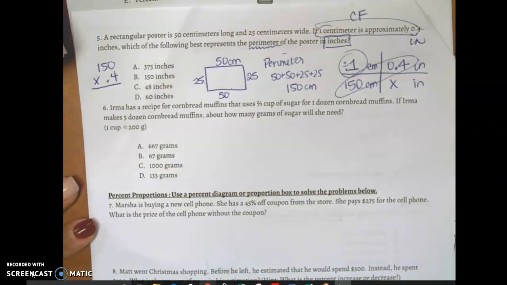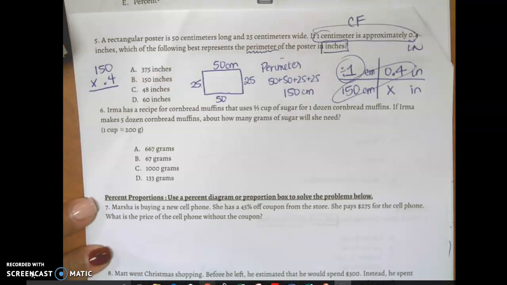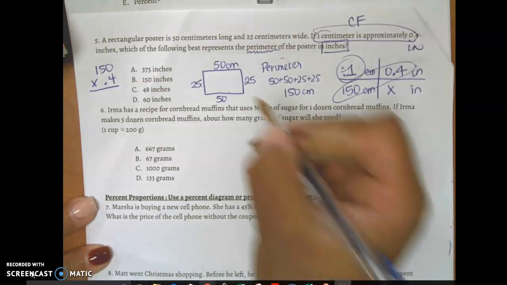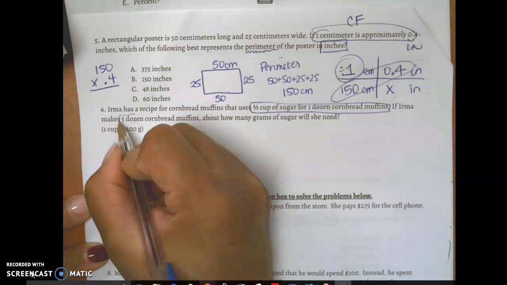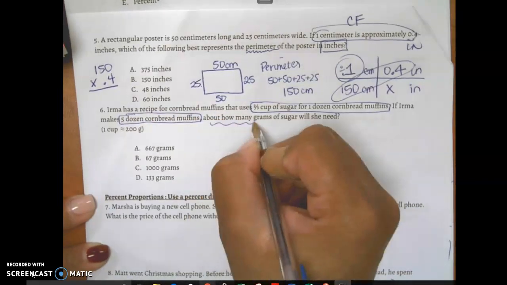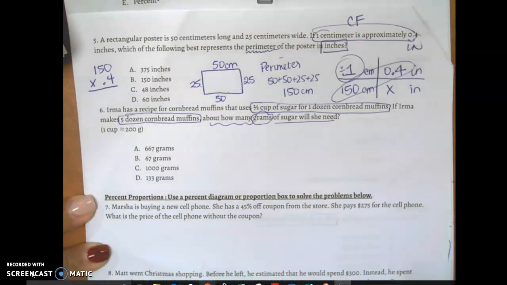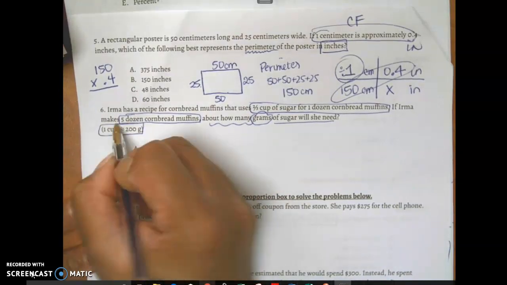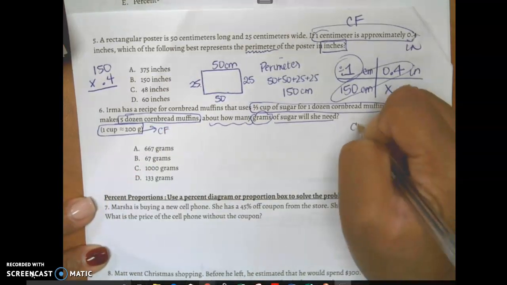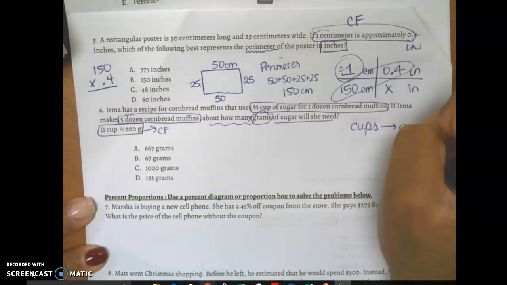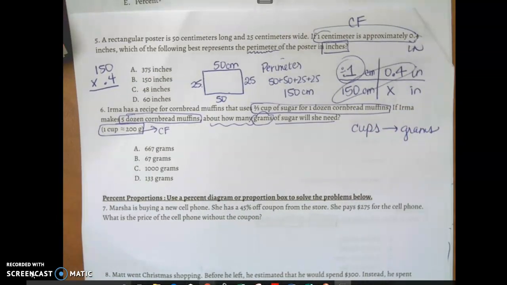Irma has a recipe for cornbread muffins that uses 2/3 cup of sugar for 1 dozen cornbread muffins. If Irma makes 5 dozen cornbread muffins, about how many grams of sugar will she need? 1 cup is 200 grams. So what am I converting? Grams and cups is what I need. Cups to grams. What about a dozen? A dozen is 12. I don't need the muffins. I'm talking about sugar.